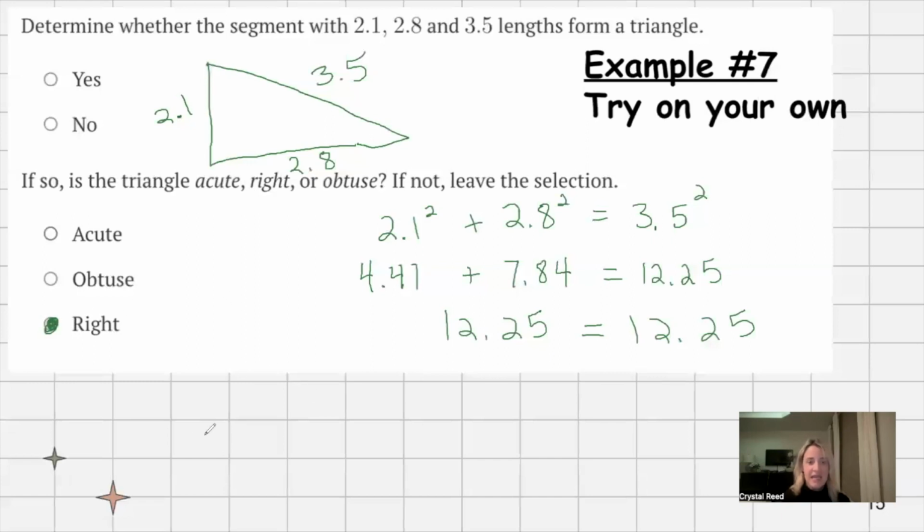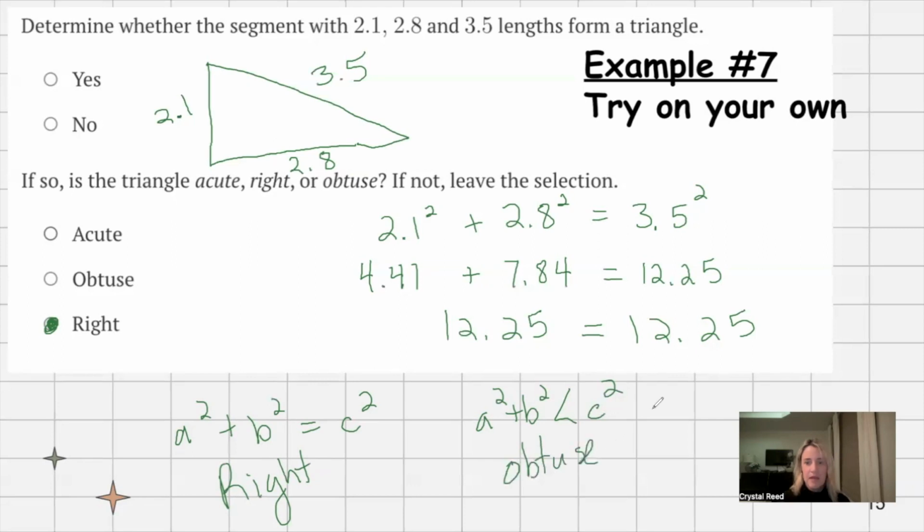So again, if a squared plus b squared equals c squared, it is right. If a squared plus b squared is eaten by the alligator, meaning c squared is bigger, it's obtuse. And if a squared plus b squared is more than c squared, it's going to be acute. So those are how you test them. All right, so that is it for the recording for this lesson.